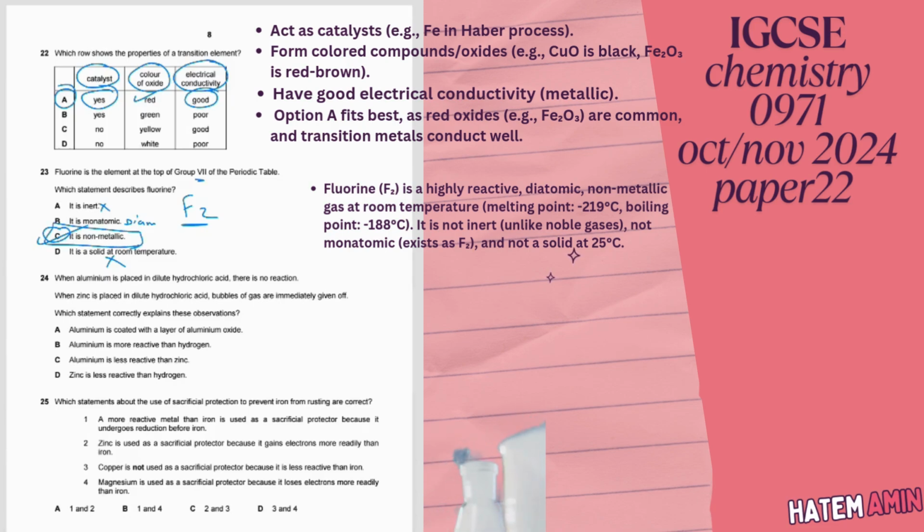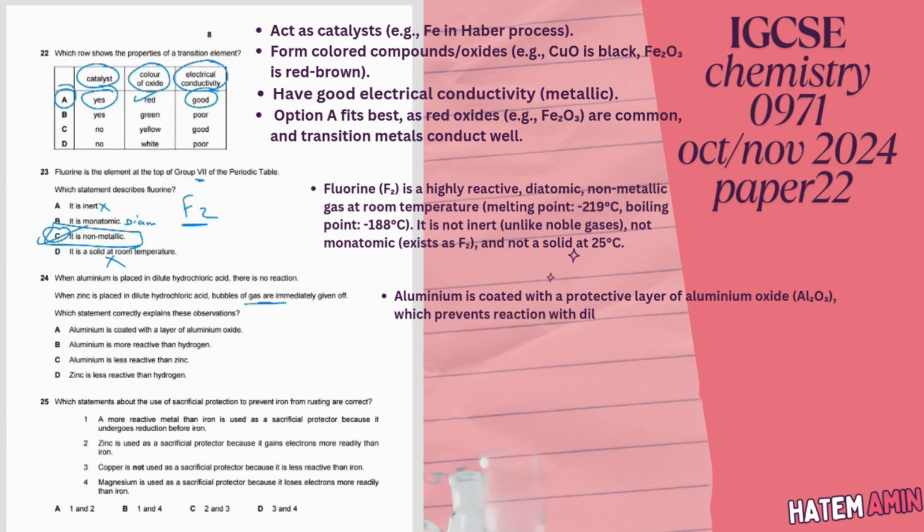The question is, when aluminium is placed in dilute hydrochloric acid, there is no reaction. When zinc is placed in dilute hydrochloric acid, bubbles of gas are immediately given off. Okay, the aluminium, of course, doesn't react as it is covered with a layer of aluminium oxide. Look at the options. The first option is aluminium is coated with a layer of aluminium oxide. Yeah, this is the correct answer.